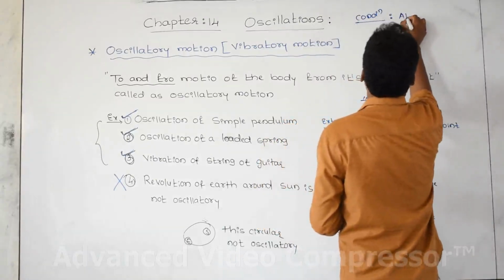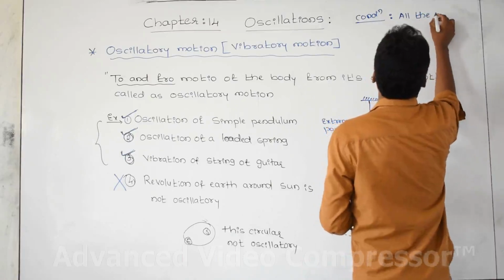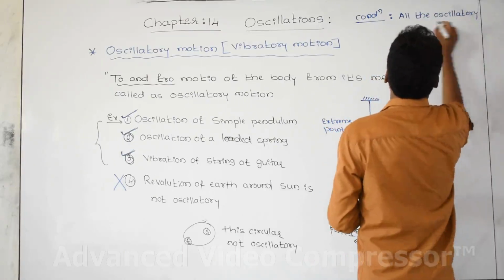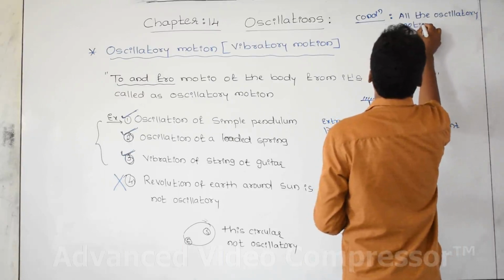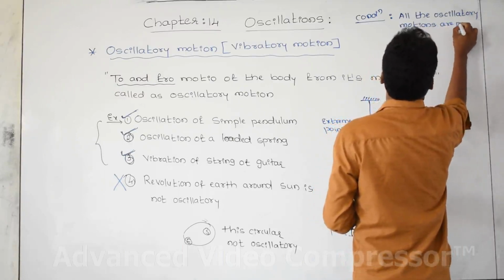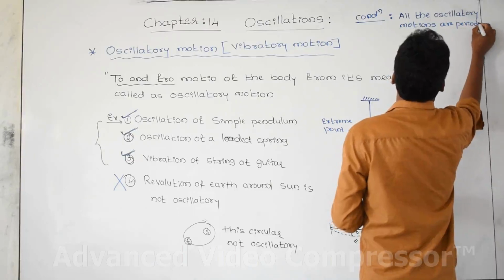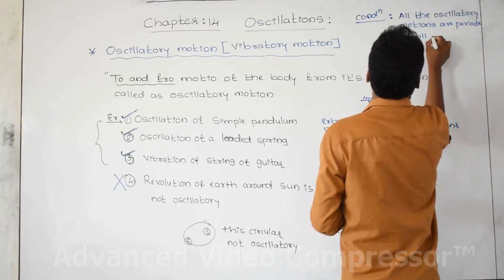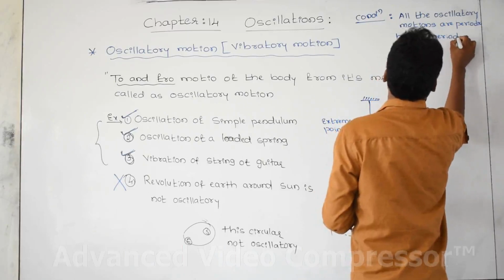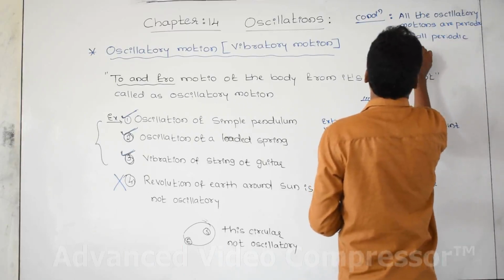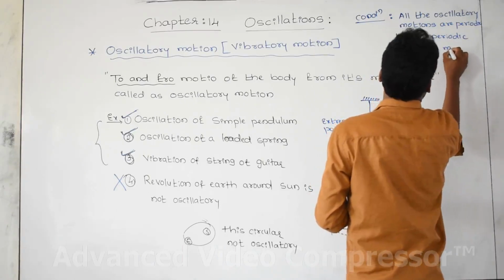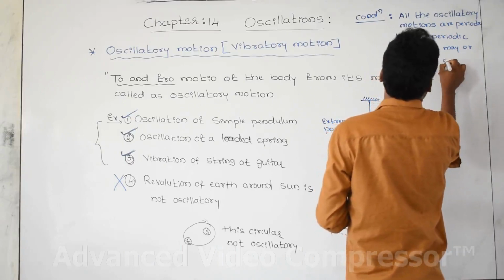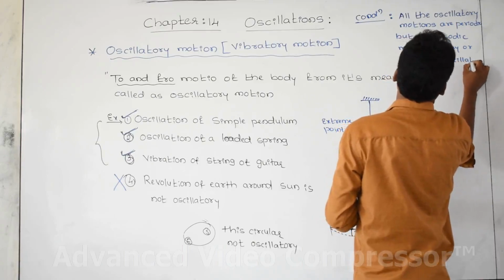All the oscillatory motions are periodic, but all periodic motions may or may not be oscillatory. What is the meaning of this sentence?